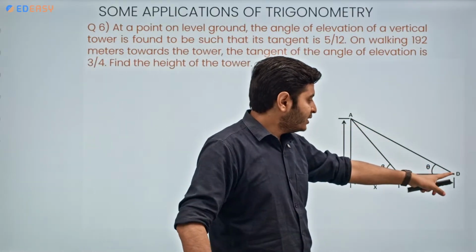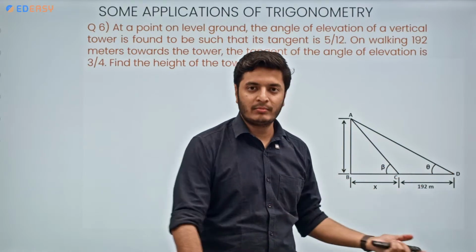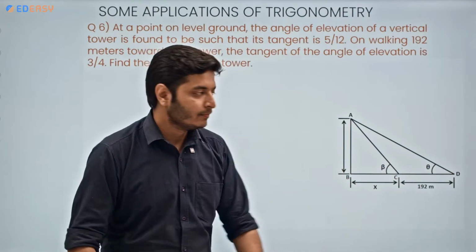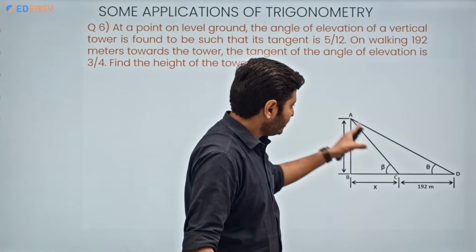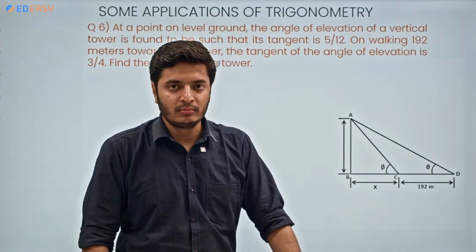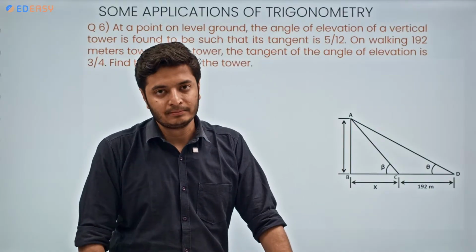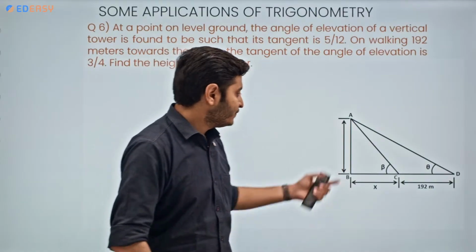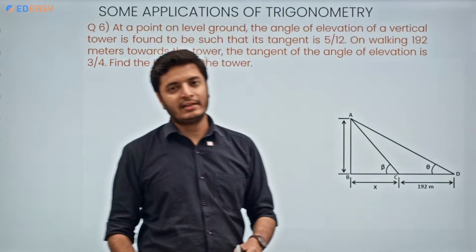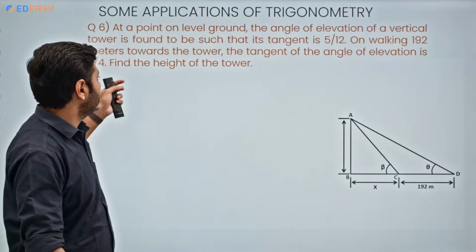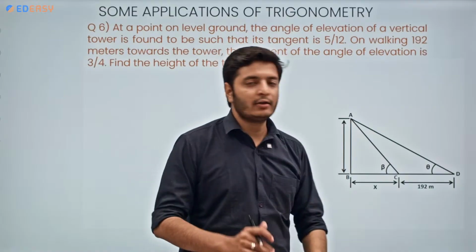Then the same person is moving towards the tower by a distance of 192 meters. Now, he is making a different angle now, correct? But still, the value of the angle is not given. Instead of that, the value of tangent is given again, that is 3 by 4. And we need to find the height of the tower.